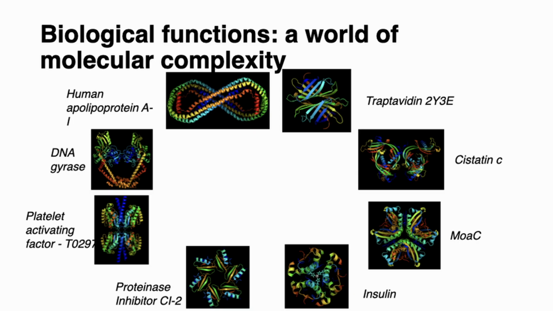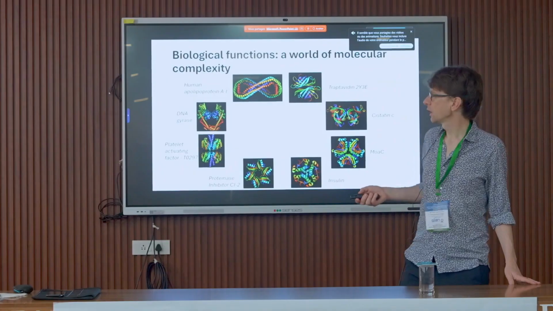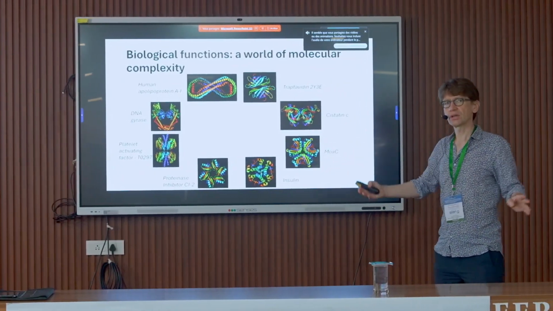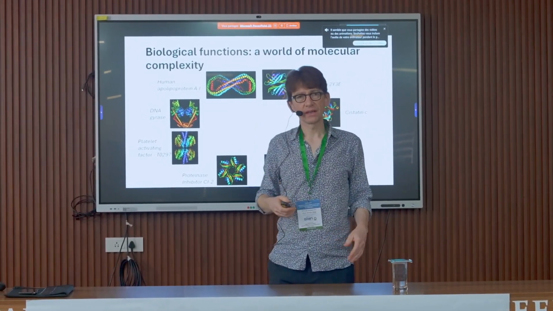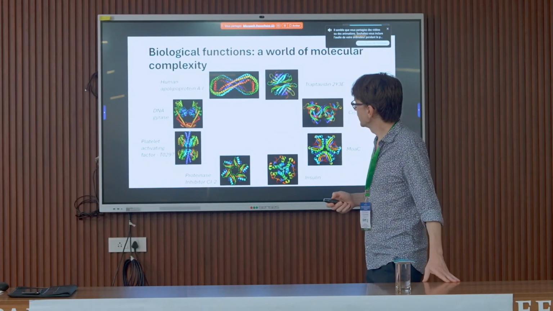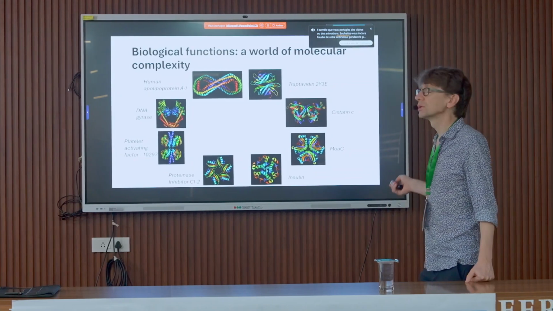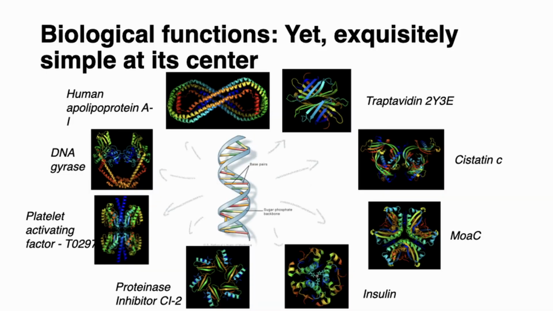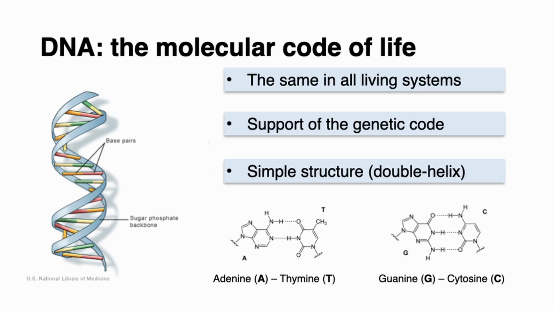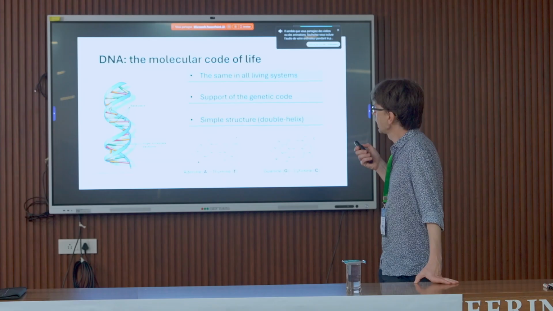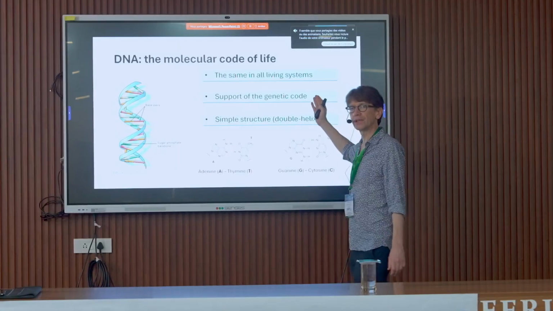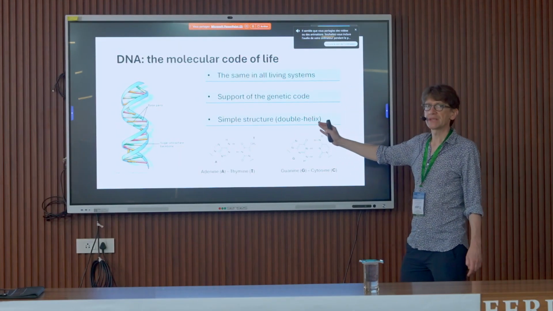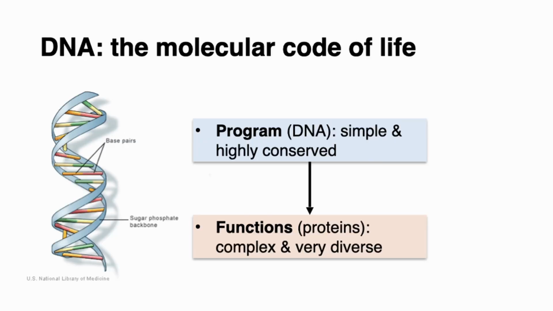I tried to show you that if we look at how nature is working, which is based on this huge collection of functions ensured by proteins, these functions are really great and diverse, but at the same time they are very complex. What is quite interesting is that living systems encode all this diversity in the very same molecule. It's the DNA. And DNA is very simple compared to proteins. DNA is the molecular code of life, and it's shared in the same molecule in all living organisms, and it's the support of the code that we are talking about. At the same time, it's a very simple molecule. So life is working like that.